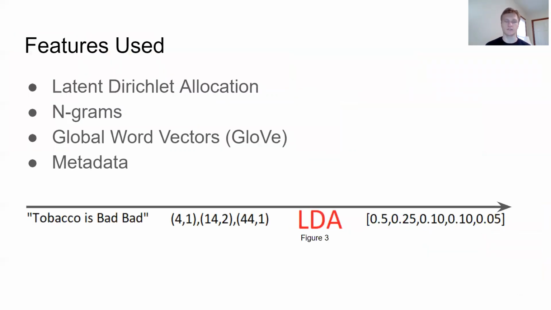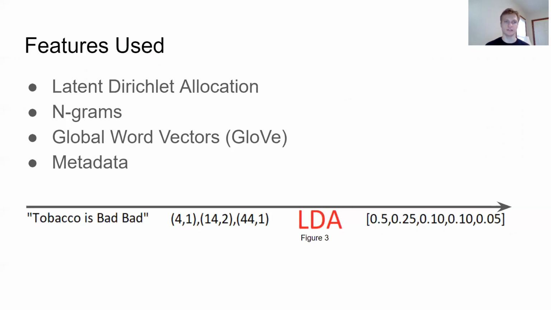The first thing I did was use latent Dirichlet allocation. What this does is it takes a tweet and assigns it a topic vector, indicating how much it thinks that tweet belongs to a list of topics, where the topics might be things like war or politics, or they're topics generated by the actual algorithm. So they might be something not interpretable by humans.